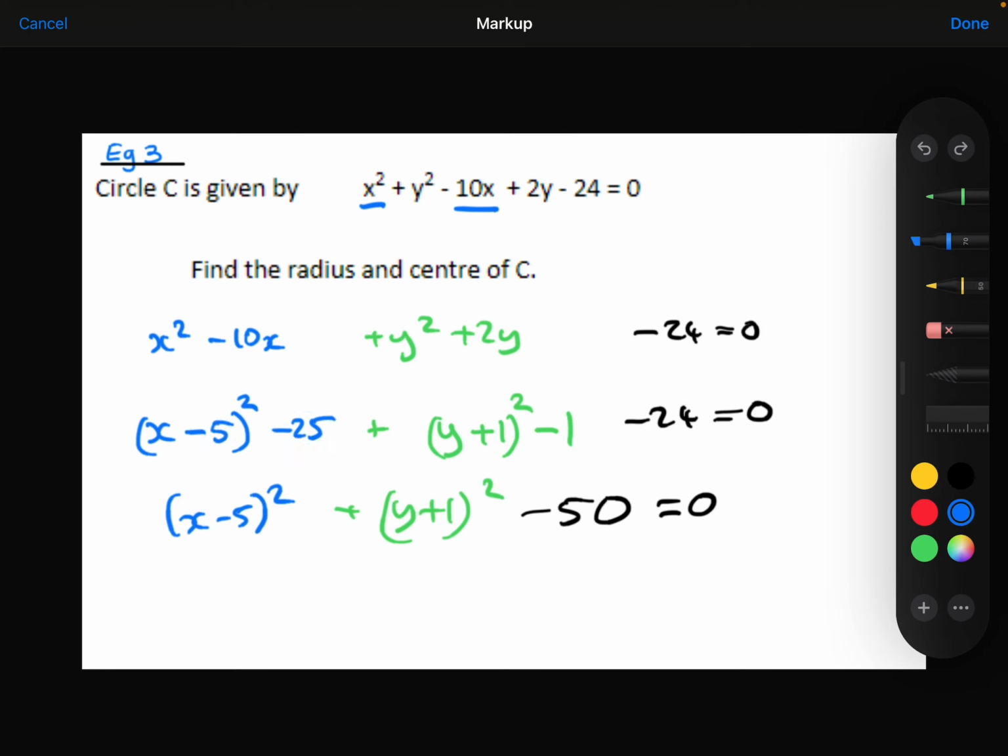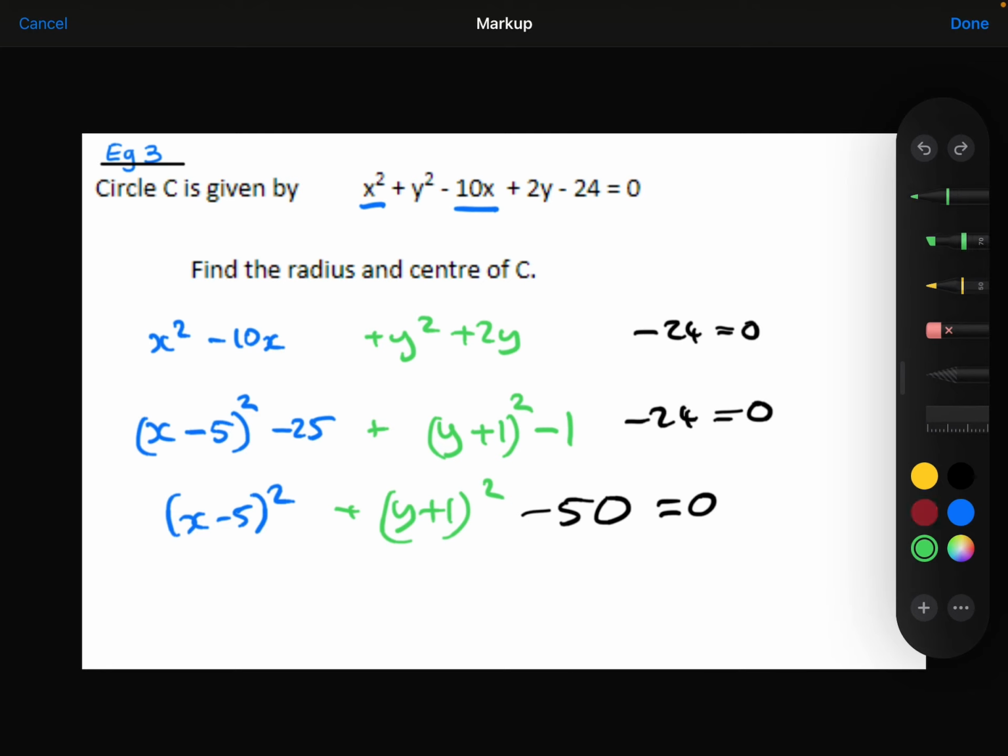Then I've completed the square on the green terms. So the perfect square that goes with y squared plus 2y is y plus 1 squared. And then I've subtracted the 1 squared. I've kept the minus 24 there.